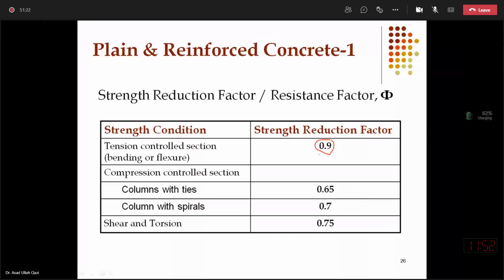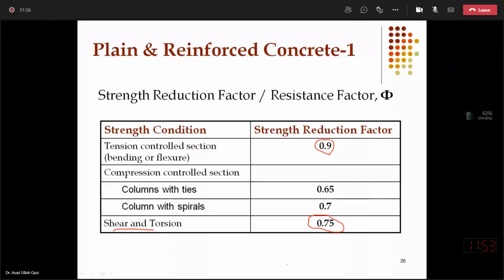that the reduction hardly required is 10% on the capacity. While if you compare this bending or flexure with shear and torsion, the reduction required is 25% on capacity. So the reduction is bigger as compared to flexure. So this factor of safety also reflects how much confidence we have in our predictions, and also the type of failure.